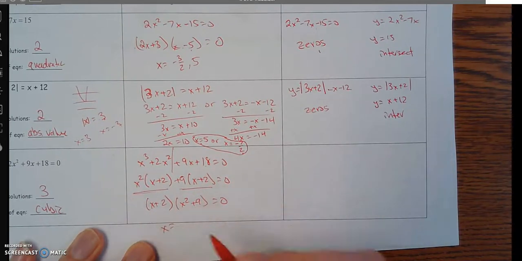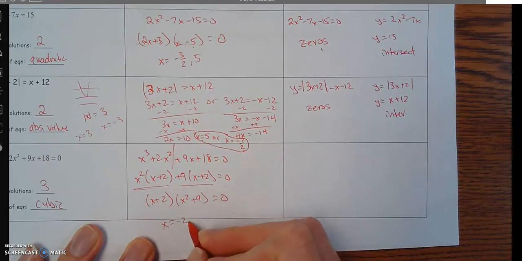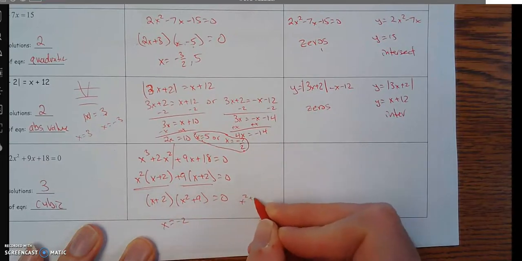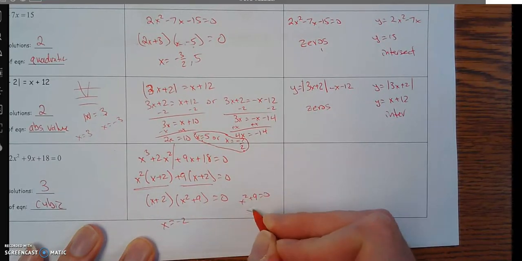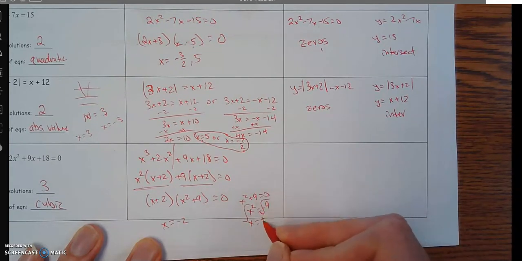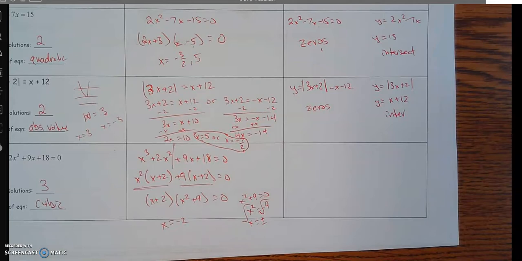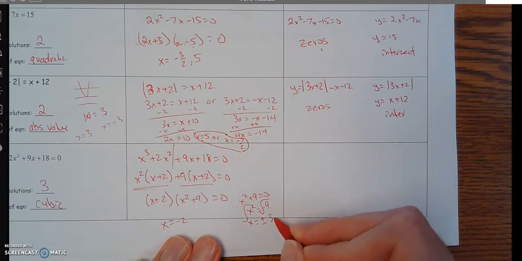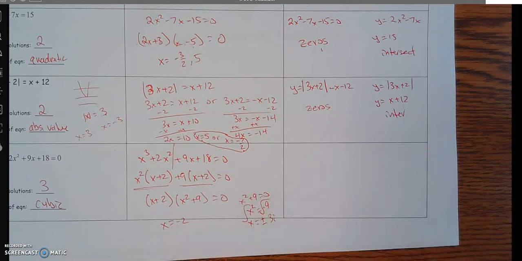Now that first one, not too difficult, that's a negative 2. This one, if I take x squared plus 9 equal to 0, bring the 9 over. Because I square rooted, I got a plus and a minus. The square root of negative 9 is going to be 3i. If you remember, if there's a negative in the radical, you've got i's in there.